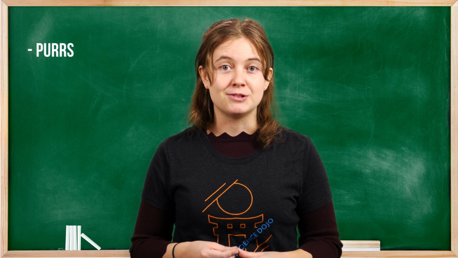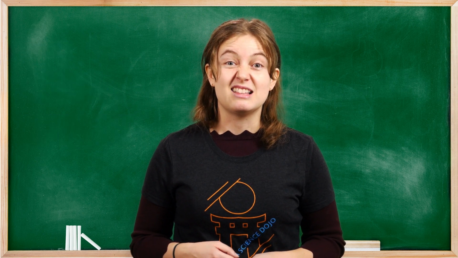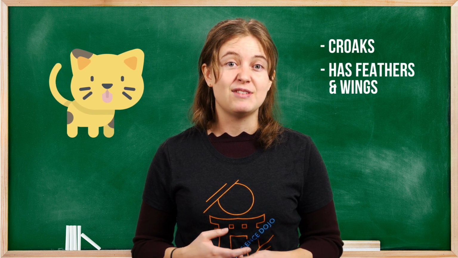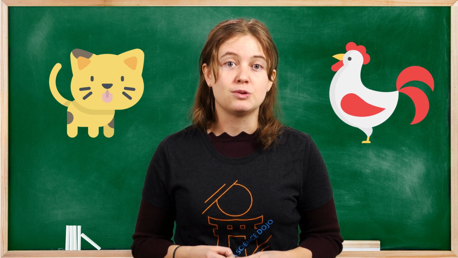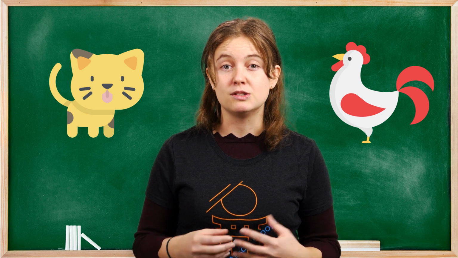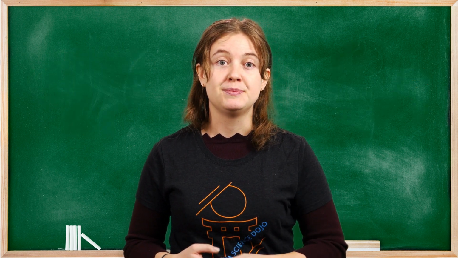Similarly, if it purrs, has fur and whiskers, and is found in every corner of the internet, then it's likely a cat. If it croaks, has feathers and wings, and is found on farms, it is likely a rooster. A classification model learns that these attributes belong to a certain categorical outcome in a supervised way, where it directly maps the data points to a class label.